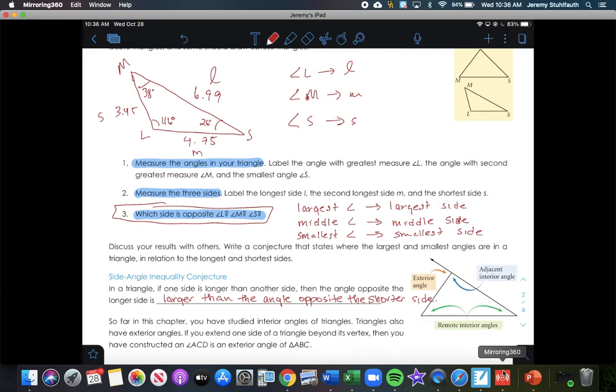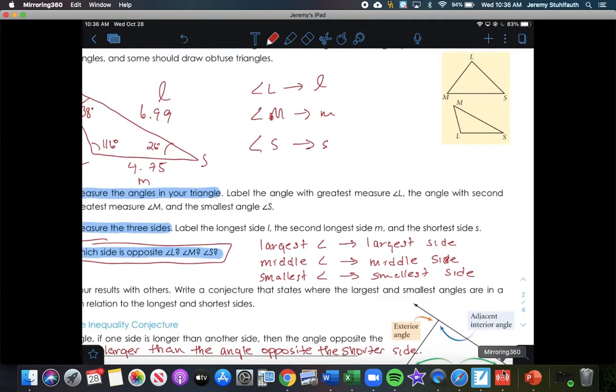And look, if this is not true, if the largest angle has the smallest side across from it in a picture of your triangle, that means that that triangle does not exist. That is not possible. Okay, so the largest angle has to have the largest side across from it.